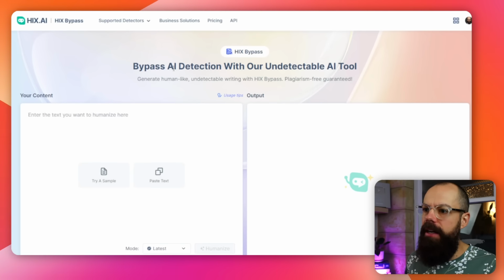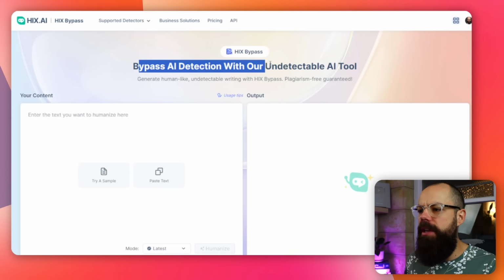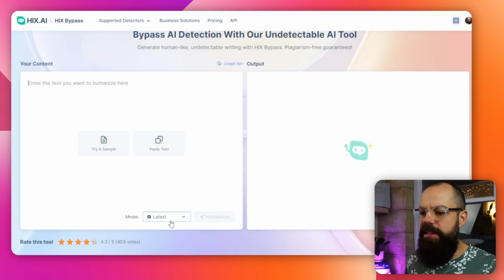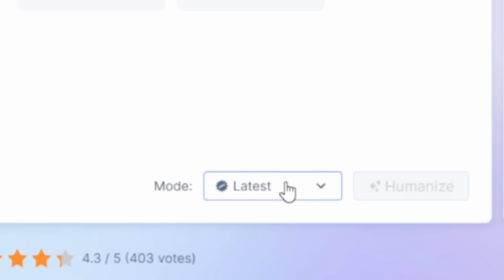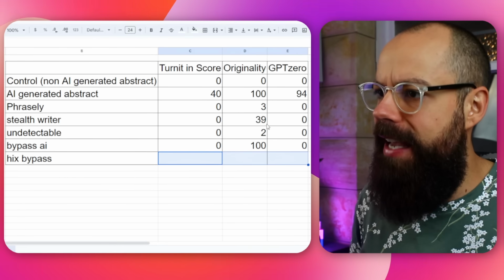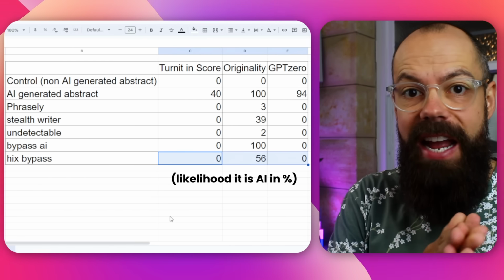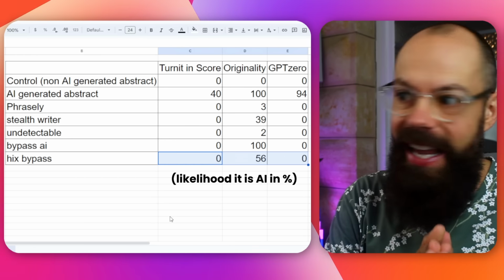And the last really popular tool that I tried was Hix bypass. Hix bypass is here. So you bypass AI detection with our Undetectable AI tool. Once again, put my text in here. I chose the latest model because I wanted it to be up to date and most powerful. And this is what happened with Hix bypass. I'll take these and I'll open it up. Boom. 0% chance that it was AI, according to Turnitin.